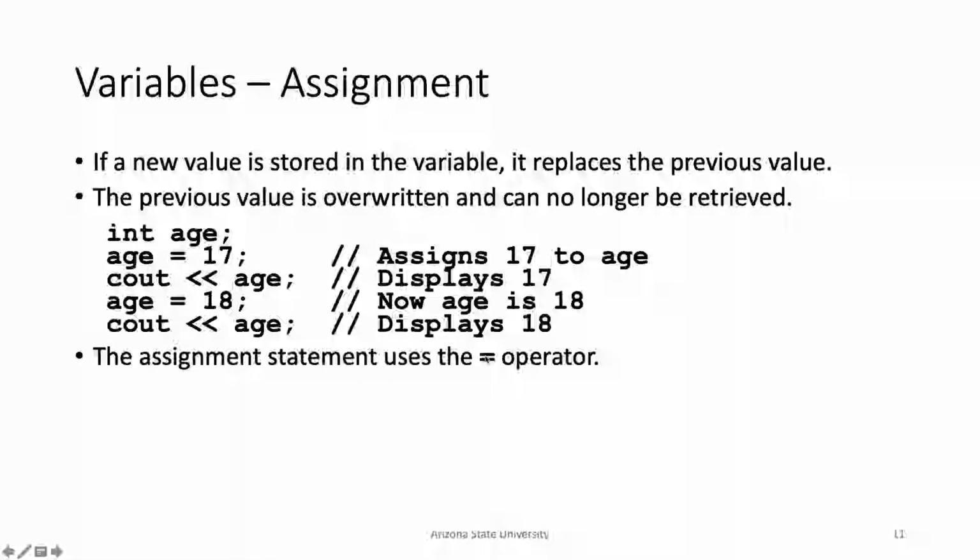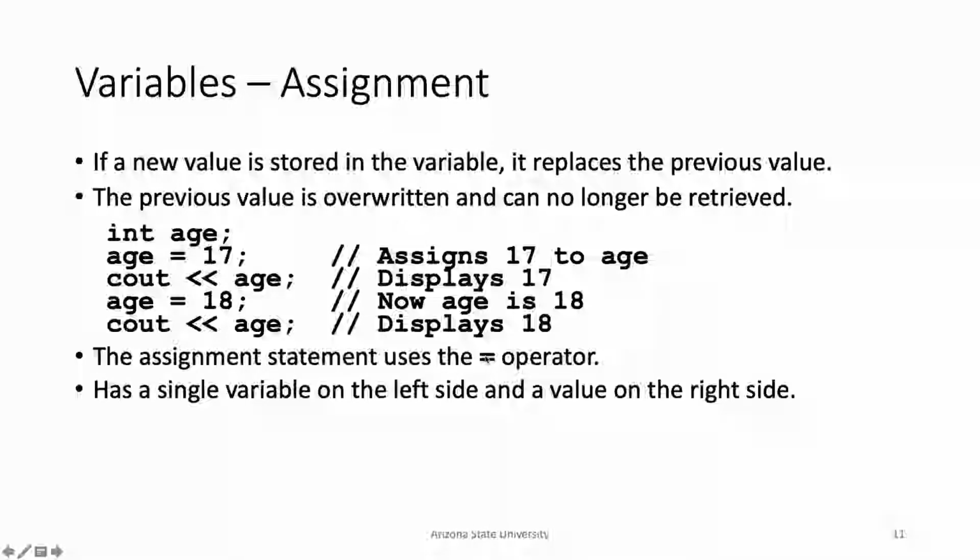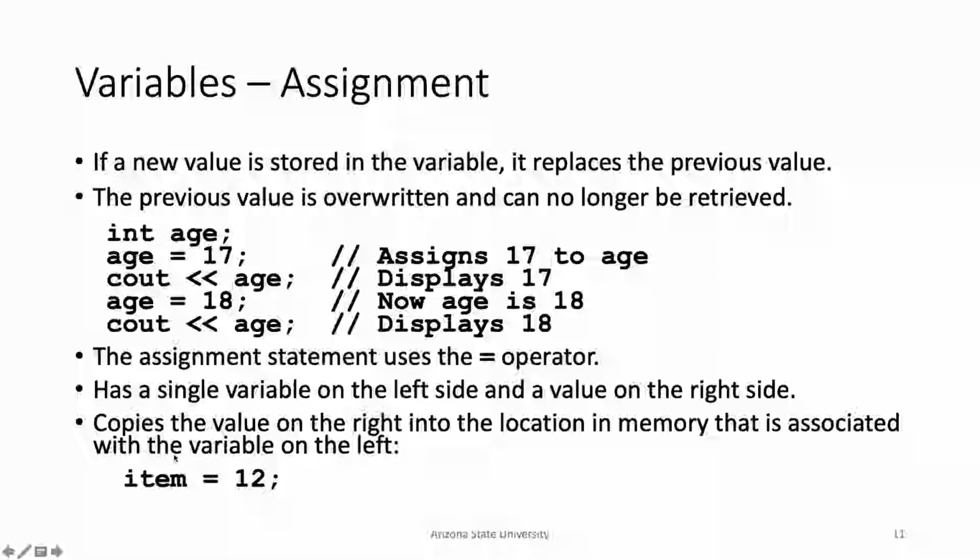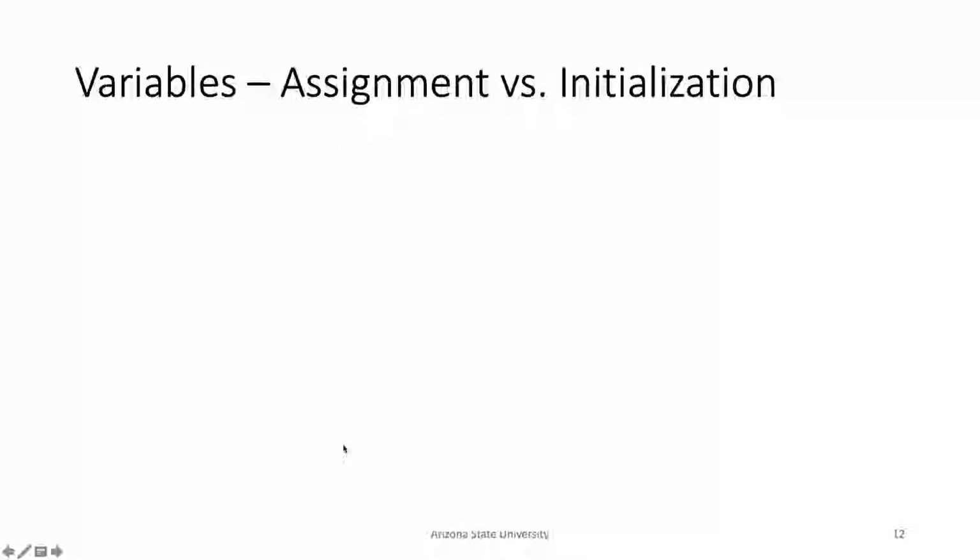The assignment uses the single equal operator that we saw before. It has to be a variable on the left side, no matter what, and some kind of value on the right side. It could be an actual value, or it could be a variable or a combination. But the left side has to be a variable. Yeah, so it copies from the right to the left, as we've established already.